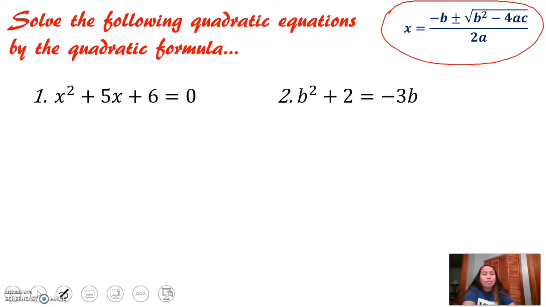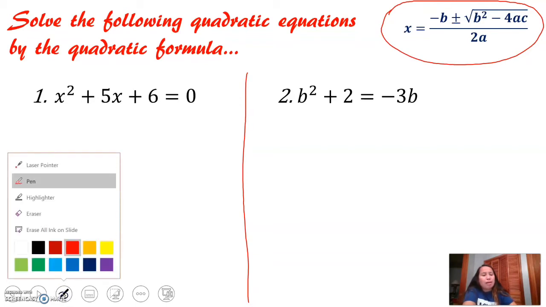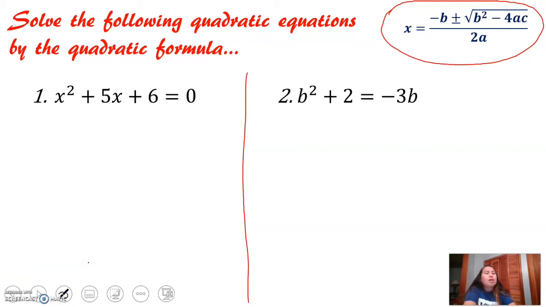Let's answer numbers 1 and 2. Let me put a divider here, and I'm going to use a different pen for number 1. Solve the following quadratic equations by the quadratic formula. The first thing I need to do is to make sure that my equation is in standard form. So notice it's x squared plus 5x plus 6 equals 0. Correct? It's already in standard form.